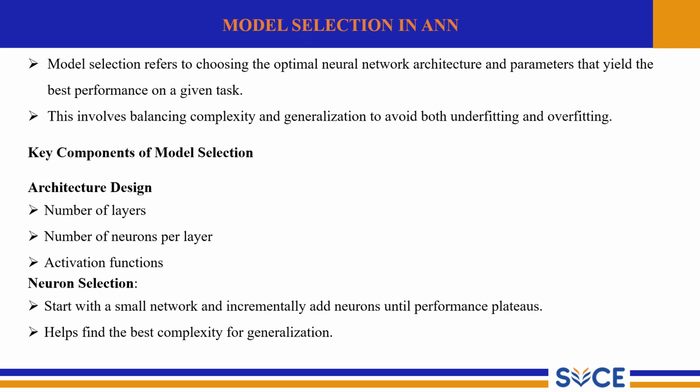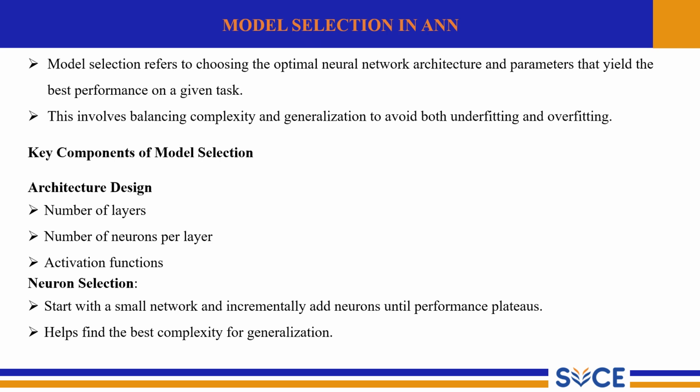Model selection is the most critical step in building effective neural networks. Model selection refers to choosing the optimal neural network architecture and parameters that yield the best performance on a given task. The goal is to strike the right balance between complexity and generalization, so we avoid both underfitting and overfitting. There are several key components involved in this process.